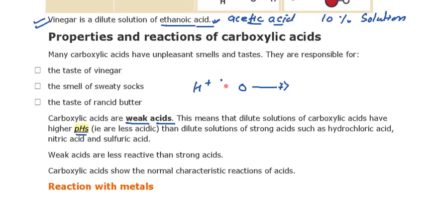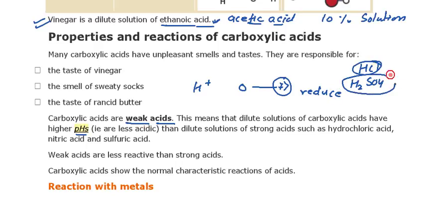Because the carboxylic acid is a weak acid, if you make a dilution of it, its pH becomes higher, meaning its acidic properties are reduced. Strong acids, for example HCl and H2SO4, are considered strong because even in dilute form their pH is low.